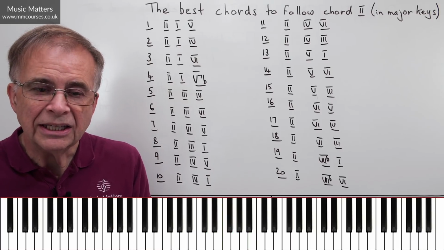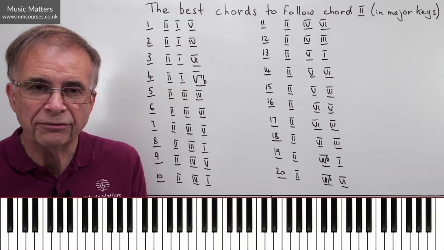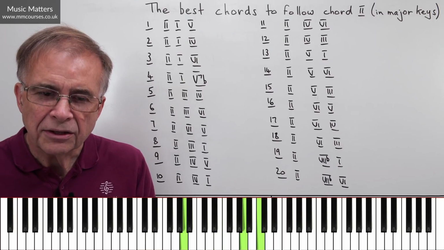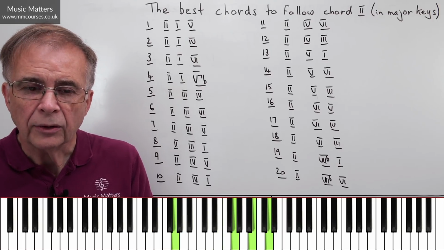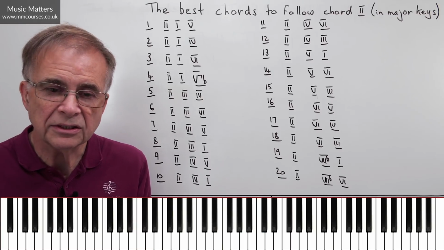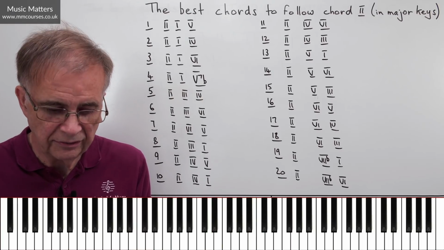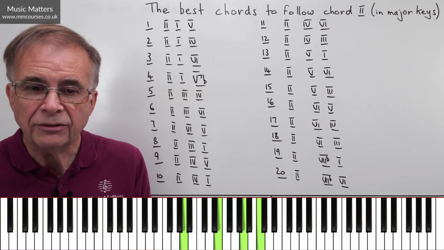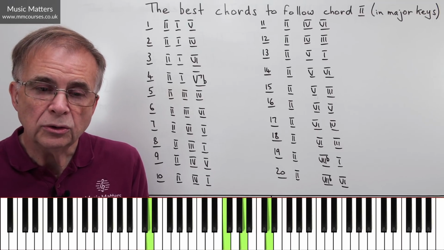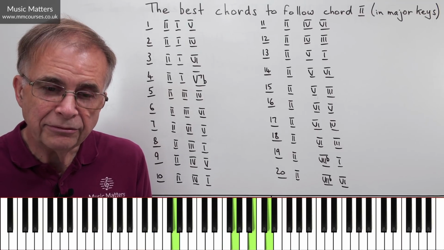Option 16 is going from 2 to 6 to 5. So 2 to 6 to 5. Okay, again, you have to be a bit careful about your contribution. If you go 6, 5, you'll end up with these octaves and these fifths. But if you get contribution, that works quite well to go 2 to 6 to 5.